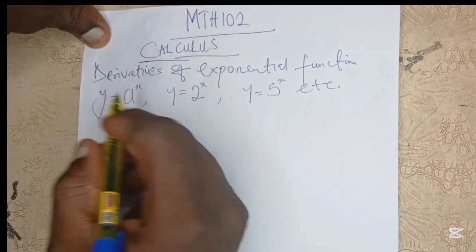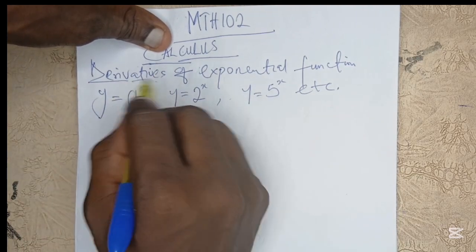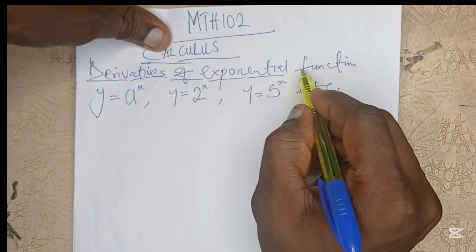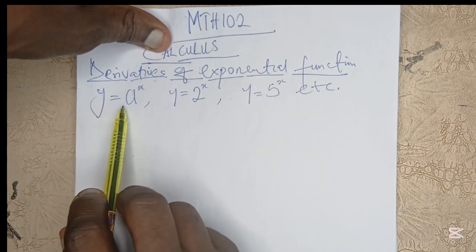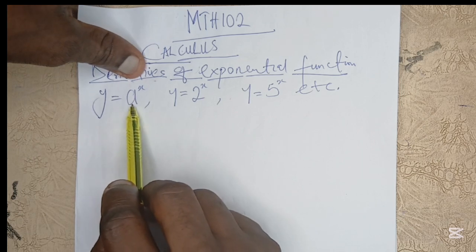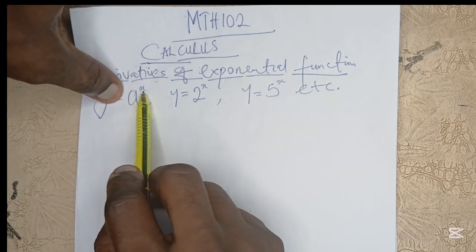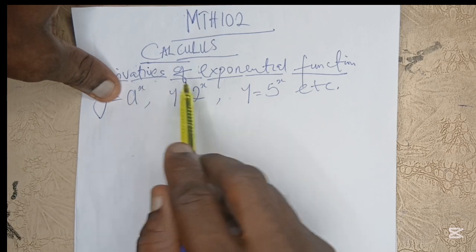Alright, in today's lesson, we are talking about calculus, that is, derivatives of exponential functions. A function that looks like this: y equals a raised to power x. So this a is the base. The power here is a function, that is why it is called an exponential function.